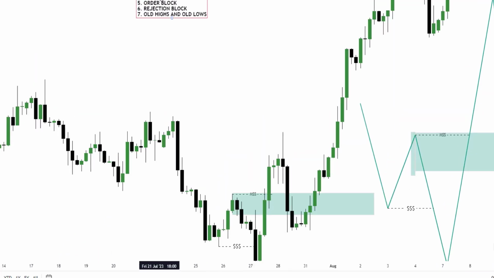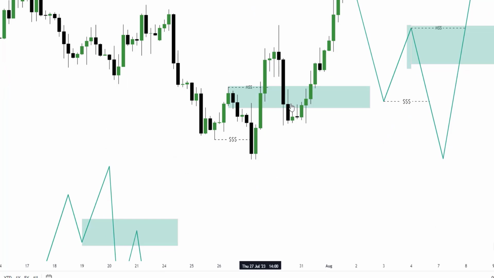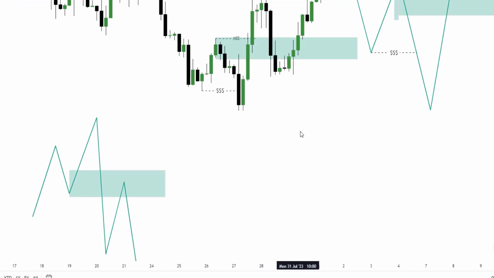So we have finished explaining a breaker block. You can check your chart so you can understand it properly. And then the second one is a mitigation block. Now there is a very slight difference between a mitigation block and a breaker block.